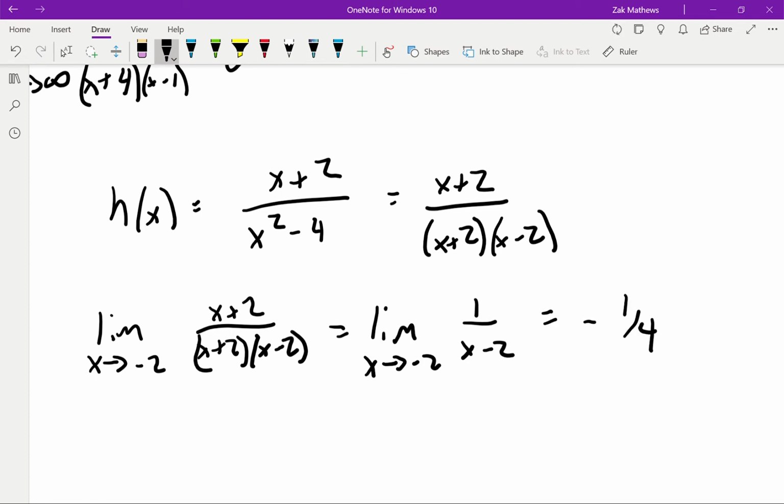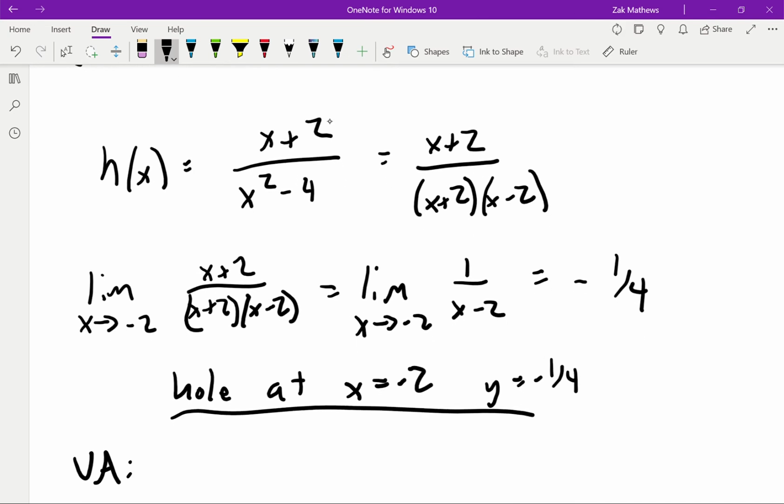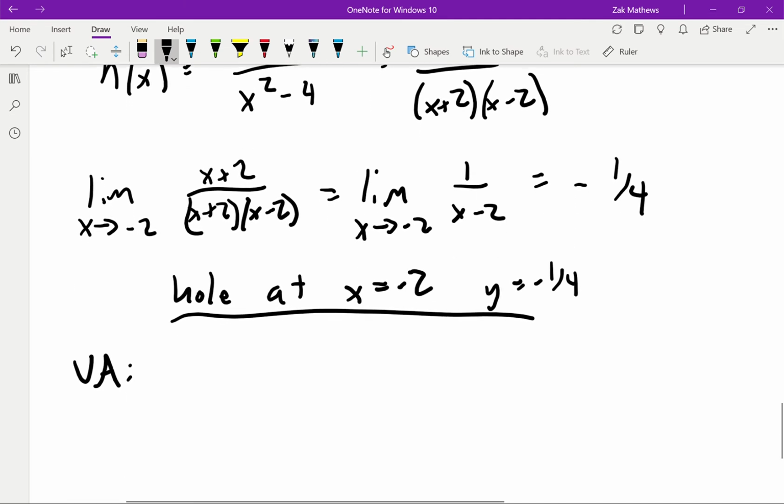And so we now know that there is a hole at x is equal to negative 2, and we actually know the y value too. We know where it would have passed through. The hole is exactly, precisely on the point negative 2, negative 1/4. So we actually have that point we can graph on our graph. Now, I believe that there should be a vertical asymptote at x is equal to 2, but to show that, let me start by finding the limit as x goes to, sorry, I said negative 2, it should be the positive 2.